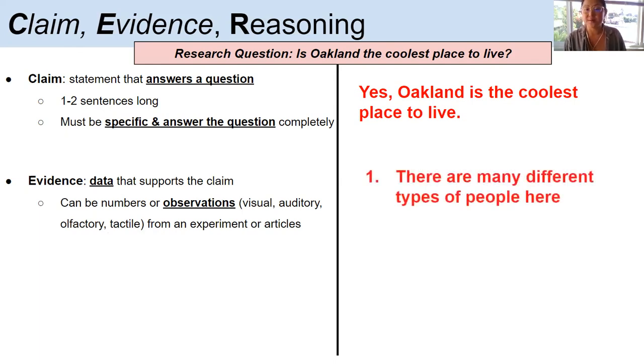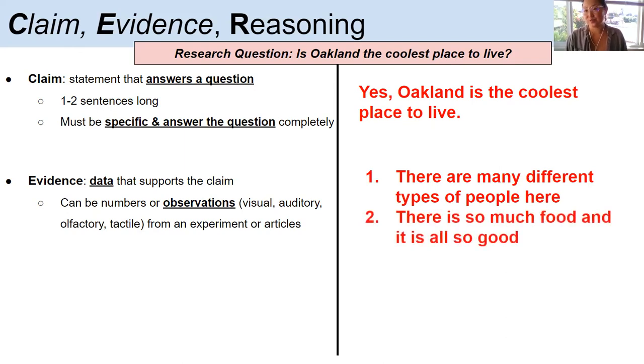Okay, and so some evidence that we have come to the conclusion of that supports that yes, Oakland is the coolest place to live is that 1, there are many different types of people here. And that supports that Oakland is one of the coolest places to live. Another thing is that there is so much food and it is all so good. And that supports our claim that yes, Oakland is the coolest place to live. So now we have 2 pieces of evidence. We want 3, but right now we just have 2, but this is an example. So we would add more if we were doing a real assessment of this.